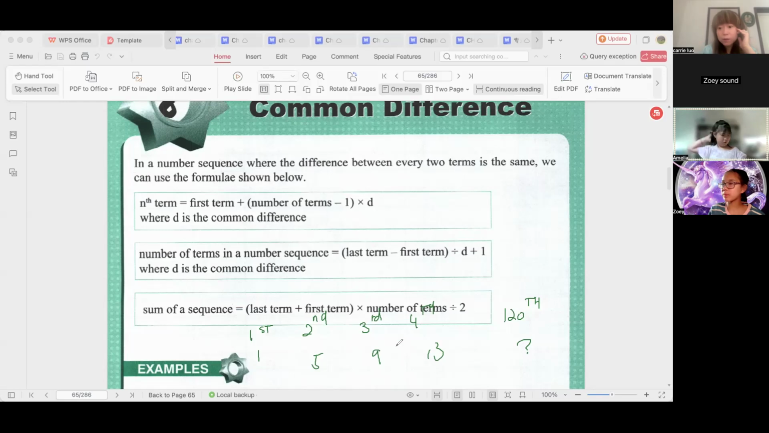Okay, so the answer will be 1 plus (120 minus 1) times 4, right? So the answer is 1 plus 119 times 4, and that's the answer. Correct, Amelia and Zoe? Did you get the same answer? Okay, so let's take a look at this one. The next one is: number of terms in a number sequence equals the last term minus the first term, divided by d, plus 1.